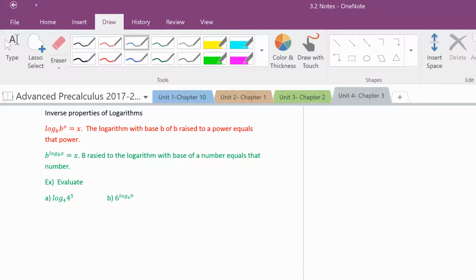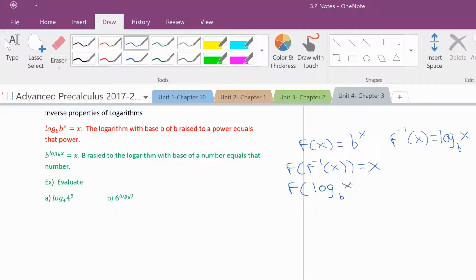The inverse properties come from the fact that the two functions are inverses. f of x equals b to the x, and the inverse is the log base b of x. Remember, when you do the compositions of inverses, that they should equal x. So if I do the composition here, f of log base b of x should equal x. So I take this log base b and I put it into the x here. So I get b to the log base b of x power equals x.